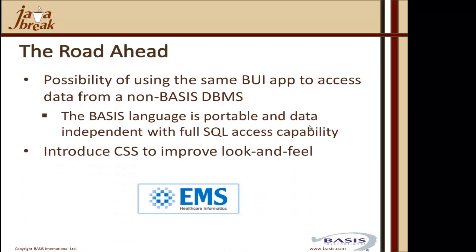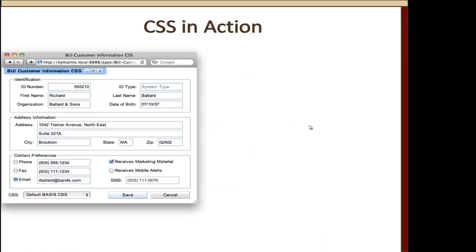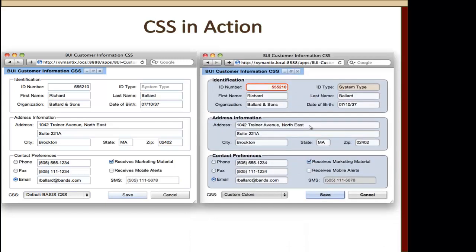One of the other next steps on the road ahead might be to introduce cascading style sheets, CSS, to improve the look and feel of the application. To give you a quick taste of that, this is what a simple customer information screen would look like with default CSS as shipped from Basis. And this is a radically improved look by utilizing some CSS.